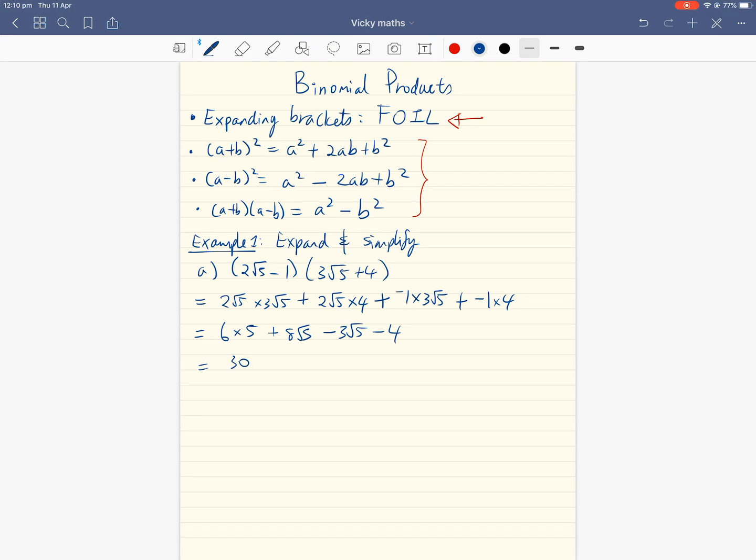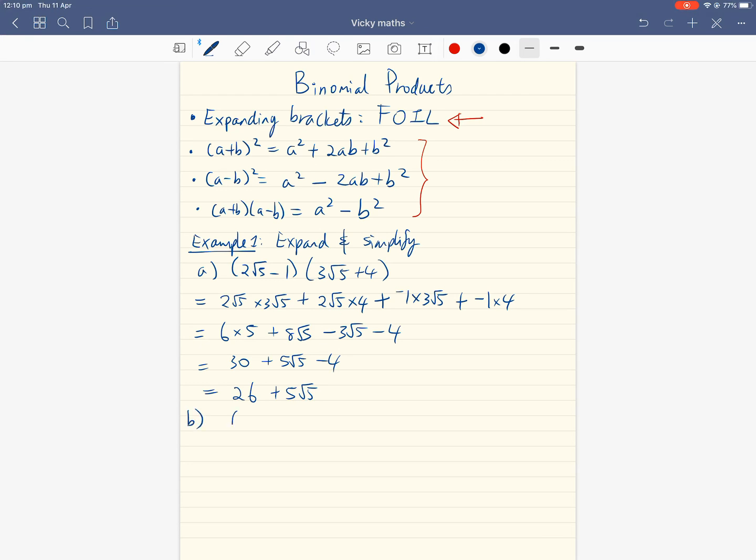So that's 30. And 8 root 5 minus 3 root 5 gives me a 5 root 5, minus 4. So that altogether gives me 26 plus 5 root 5. Mental check. Can we simplify the surds? Can we combine it anymore? No, we're good. Let's move on.